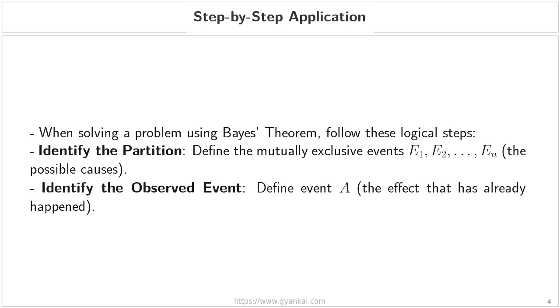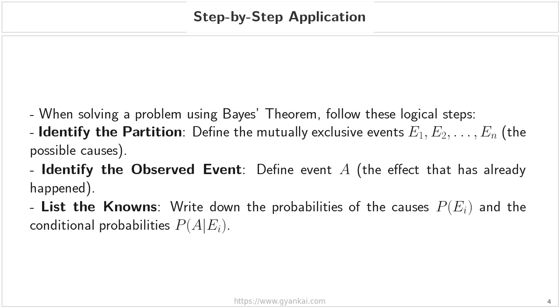Second, identify the observed event. This is your event A. Think of this as the effect or the outcome that has already been observed to have happened. Third, list the knowns. Before you start calculating, explicitly write down the probabilities of your causes, which is P of E sub i, and the conditional probabilities, which is P of A given E sub i. Having these written out clearly prevents simple clerical errors.